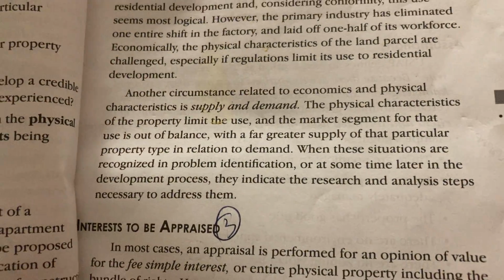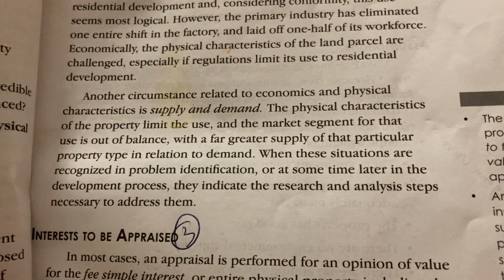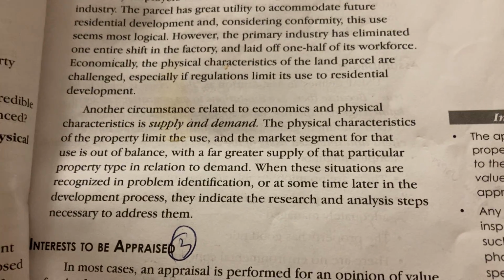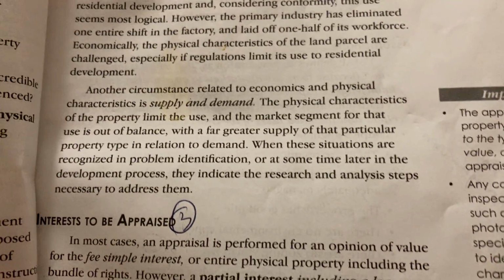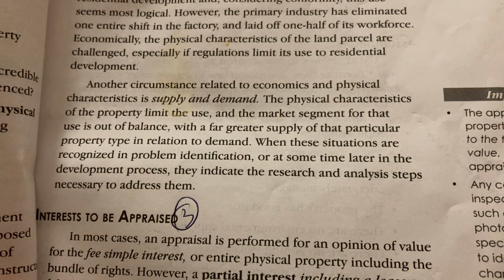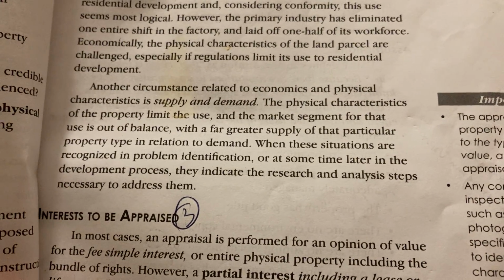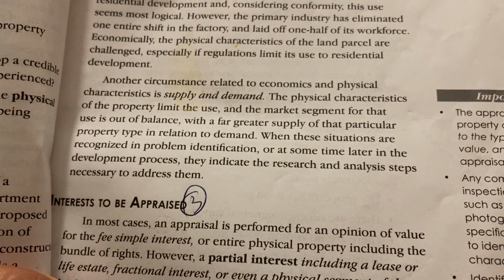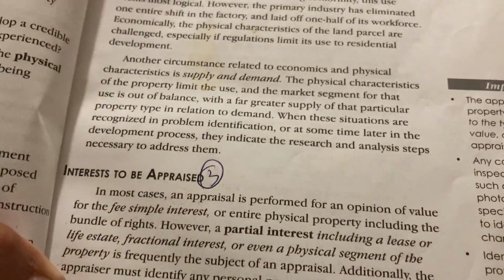Another circumstance related to economics and physical characteristics is supply and demand. The physical characteristics of the property limit the use, and the market segment for that use is out of balance, with a far greater supply of that particular property type in relation to demand. When these situations are recognized in problem identification or at some time later in the development process, they indicate the research and analysis steps necessary to address them.